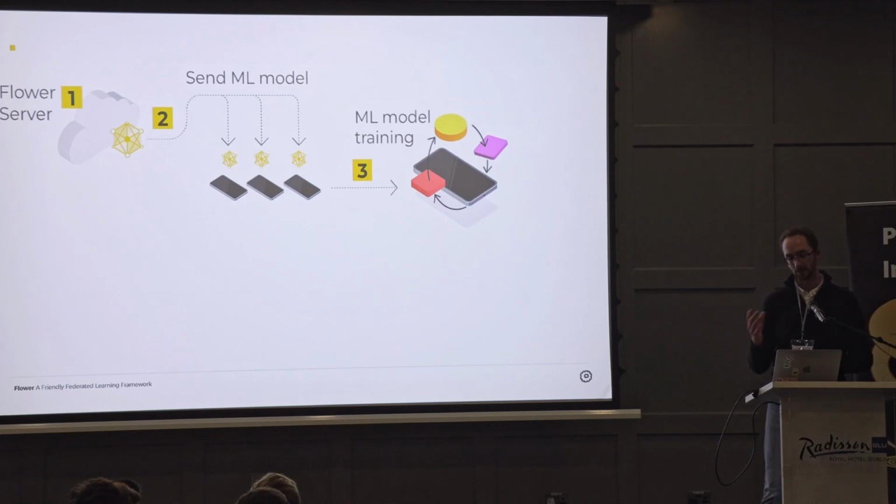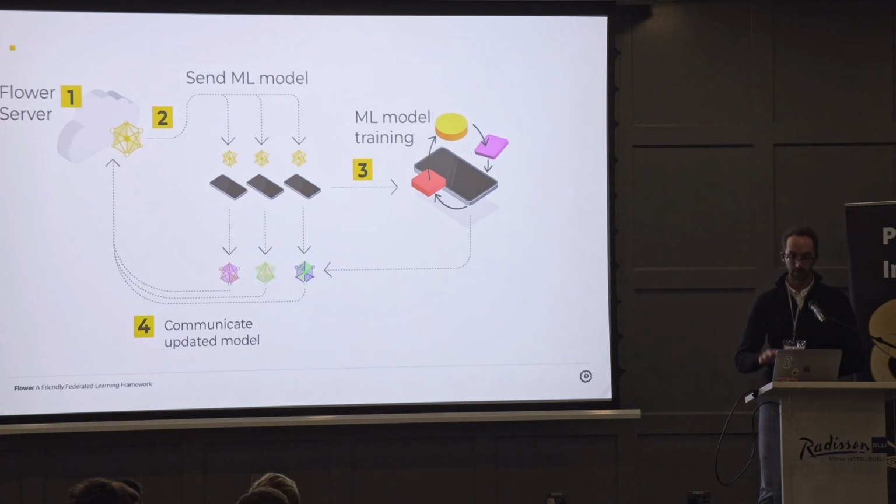Then each of these clients, here I'm showing them as smartphones, but they don't have to be a smartphone, will train the model using their local data. And this training actually is a standard training, like the normal training you would do in standard machine learning. After a few epochs of training, which is a hyperparameter, these models have changed and they are now different. Before they were the same, but now they are different because they have been trained or fine-tuned with different data.